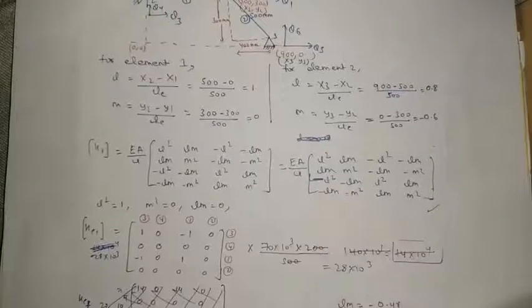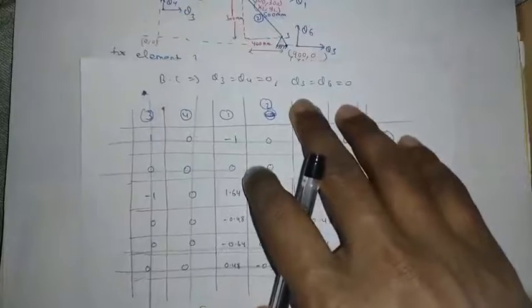Now we have to find the assembly matrix. For the assembly matrix, how do you make it? You have to listen carefully. Apply the boundary. Understood. One important thing is how you make the assembly matrix.